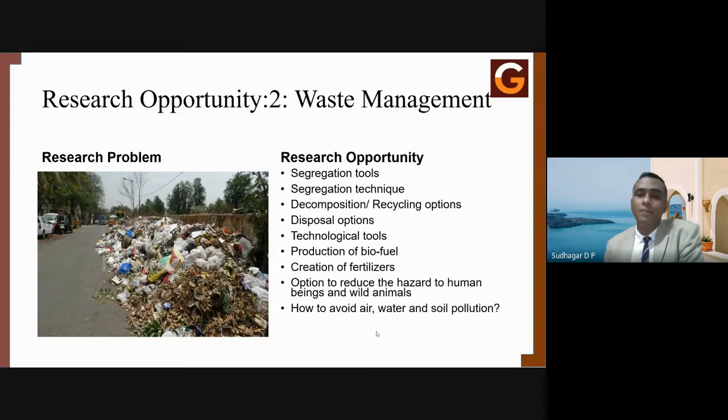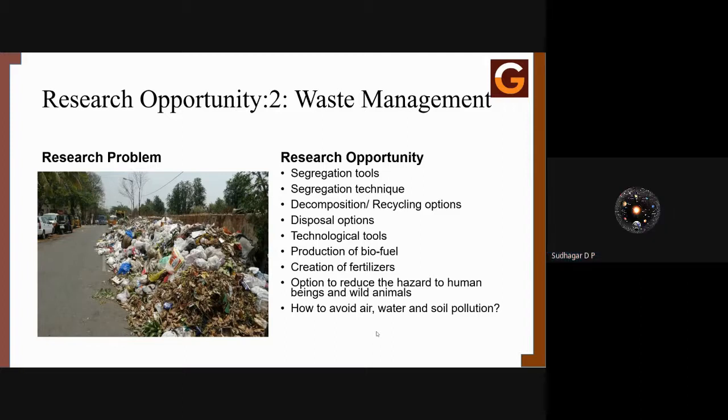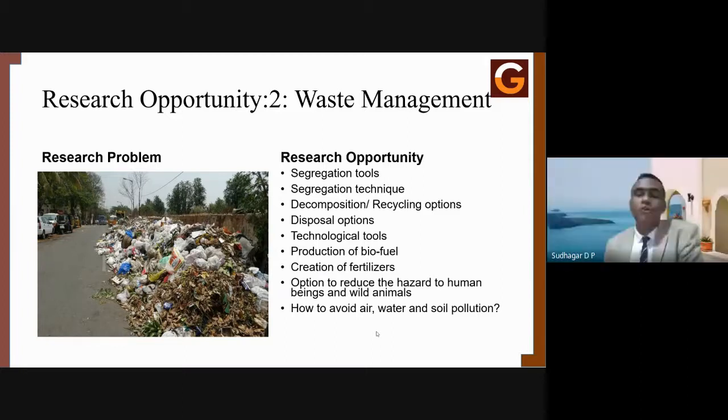It's wonderful. Is it possible for you to come out with a decomposition or recycling option for this kind of waste which is mixed and piled up? Is it possible for you to come out with a disposal option apart from the government municipal corporation coming and collecting from the house? What are the various disposal options which can be provided to the citizens of this country so that they can dispose of that garbage more effectively?